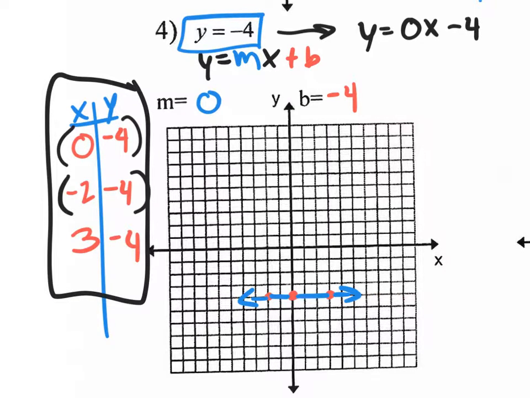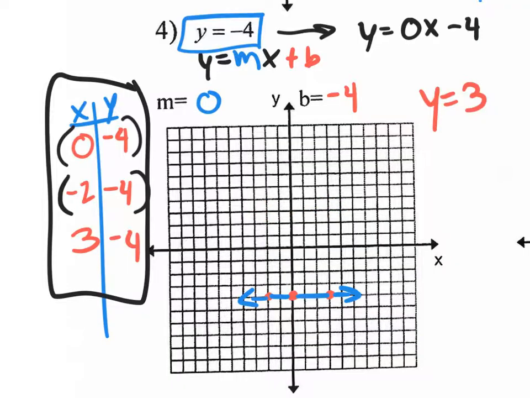Now, if I would have said, like, graph y equals 3, okay, go to the y-axis, go to 3, 1, 2, 3, and draw a line right through it. It's really easy to graph y equals any number. It's just the line going right through that y value. Make sense? Okay.